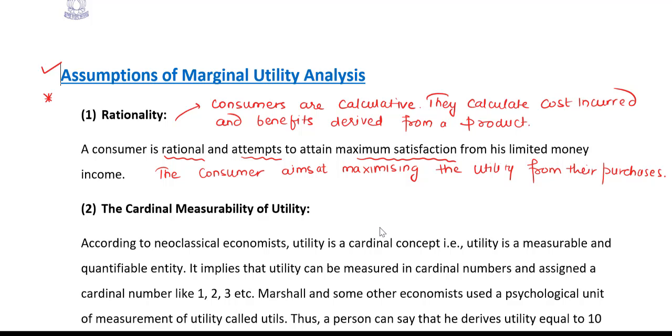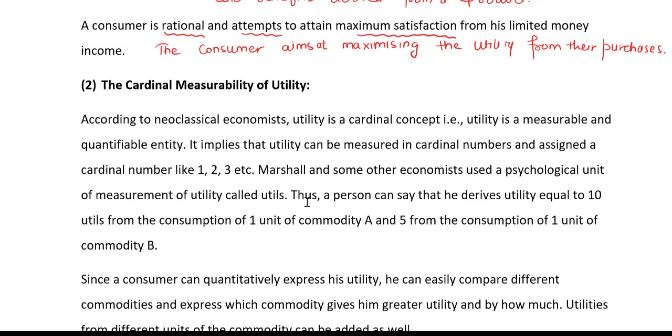Okay, let's continue further. The second point is the cardinal measurability of utility. According to the neoclassical economists, utility is a cardinal concept. That means that utility can be quantifiable. You can quantify utility like 1, 2, 3, 4, 5, 10, whatever. So it implies that utility can be measured in cardinal numbers, like I just shared with you.